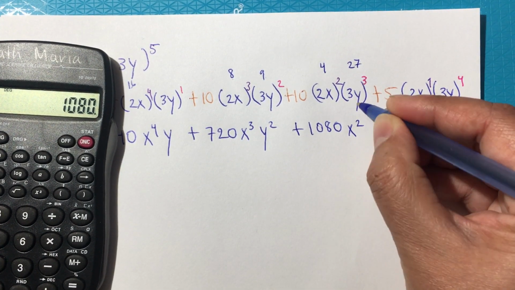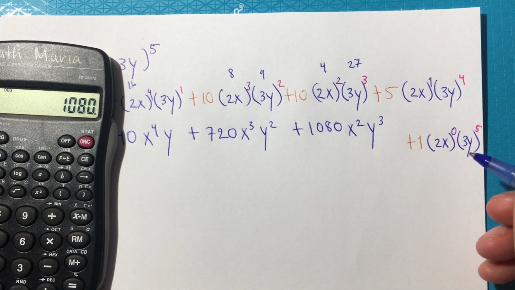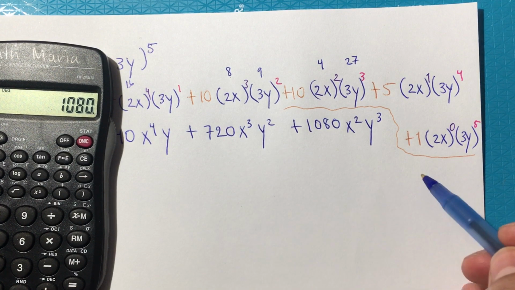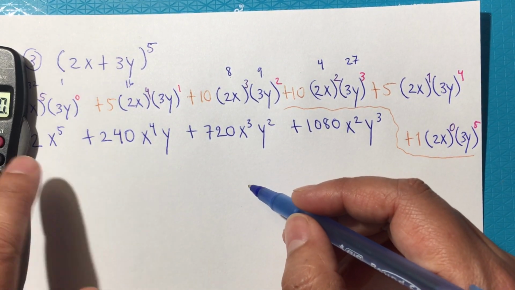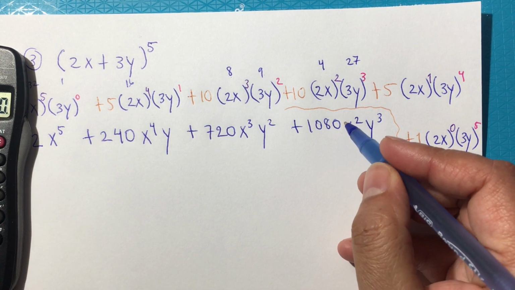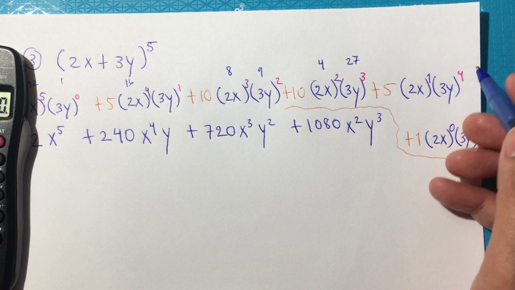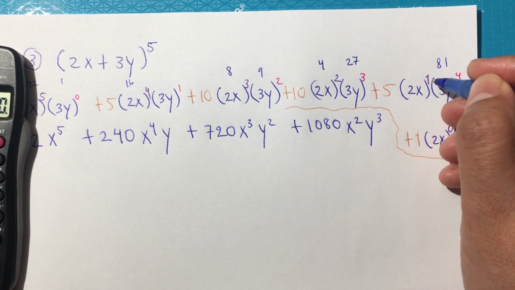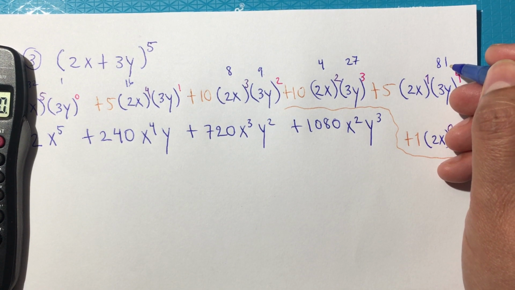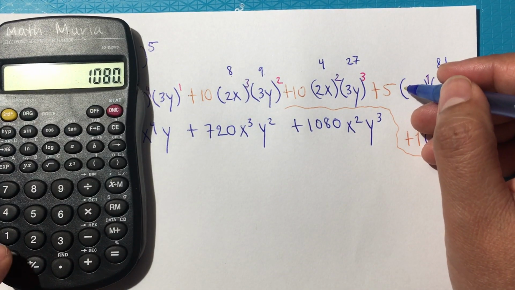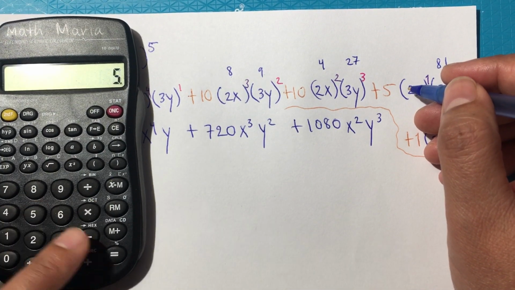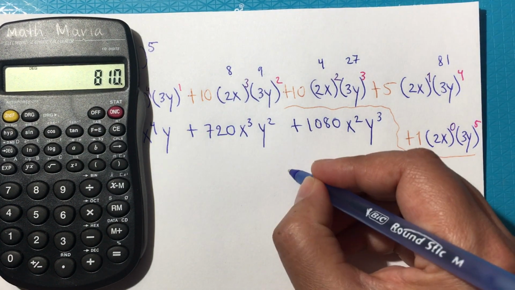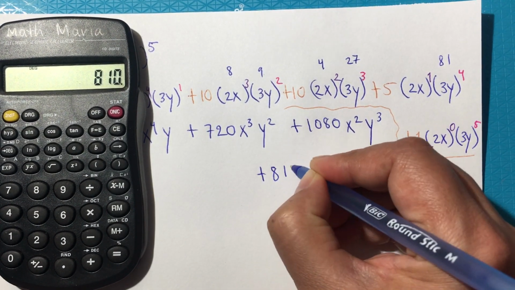X to the second power and y to the third power. And I guess I should have written it down here so that I would have more space, but that's okay. So it's going to continue like this, okay? For the next one, 3 to the 4th is 3 times 3 is 9, times 3 is 27, times 3 is 81, times 2 is 162, and 162 times 5 equals 810. I'll just write it in here, 810.